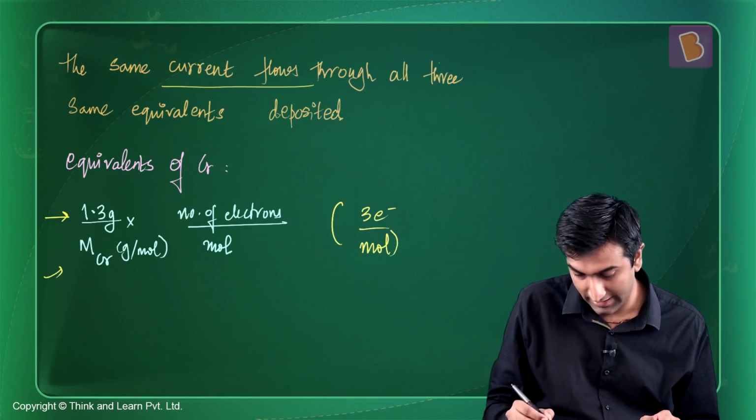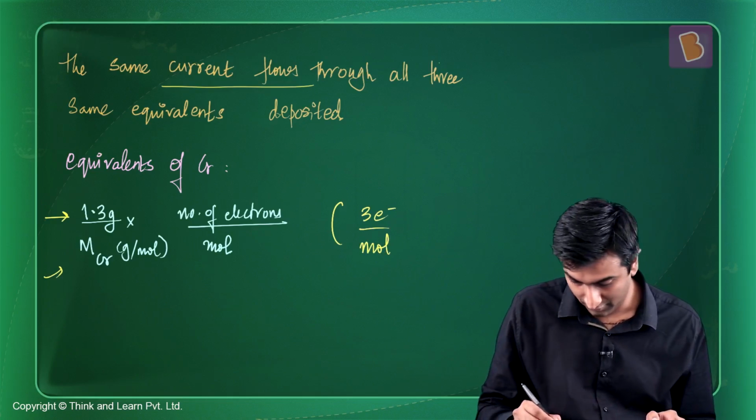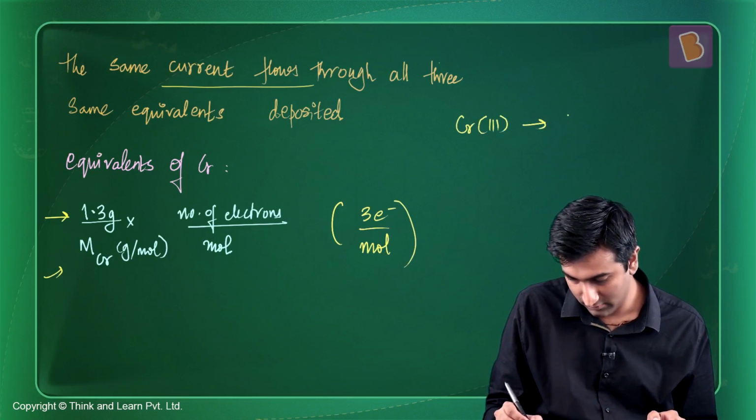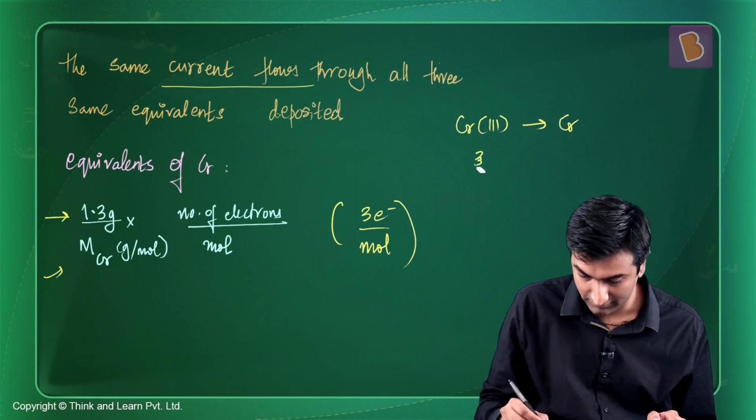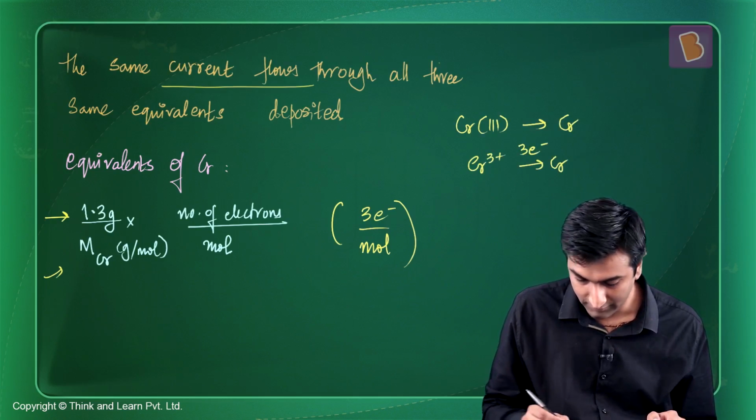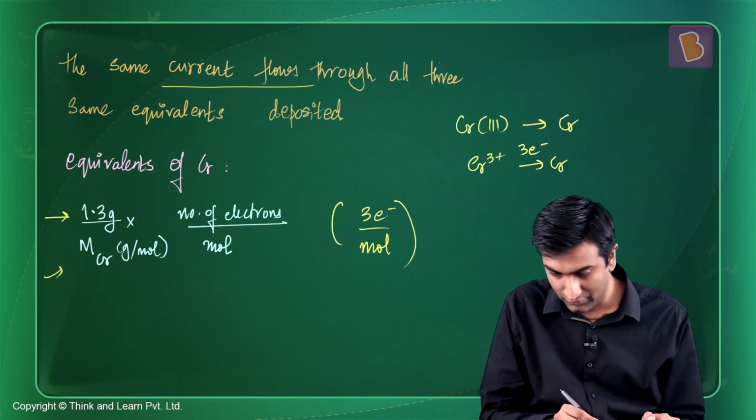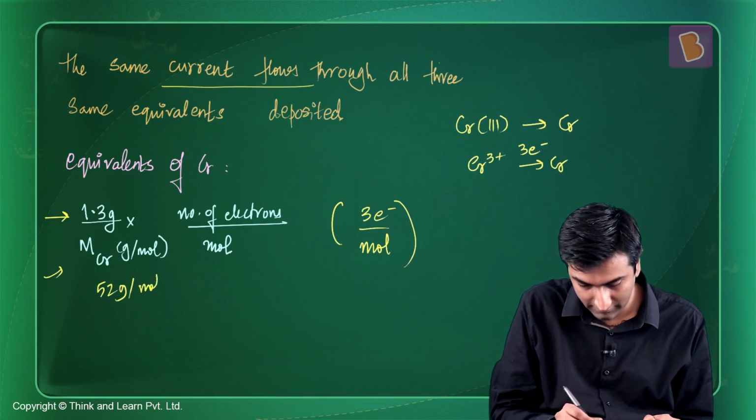Because what happens is that Cr3+ becomes Cr. Or, you can also write this as 3e- plus Cr3+ becomes Cr. It's the same thing. That's what's happening. So there's a 3 electron transfer. And the molar mass of chromium is given to us. The value is 52 grams per mole. Okay, so let's do that calculation.